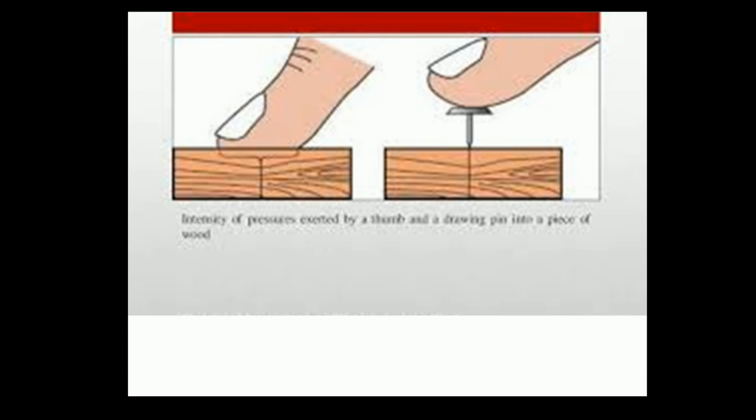Although the force applied is almost the same in both the cases, what is the difference? The drawing pin has a smaller area of contact as compared to our thumb. Our thumb has a larger area. This means that in case of the drawing pin, the area over which the force acts is smaller, and therefore its effect on the wood is much greater. This is because of a physical quantity called pressure. Let's discuss the pressure.